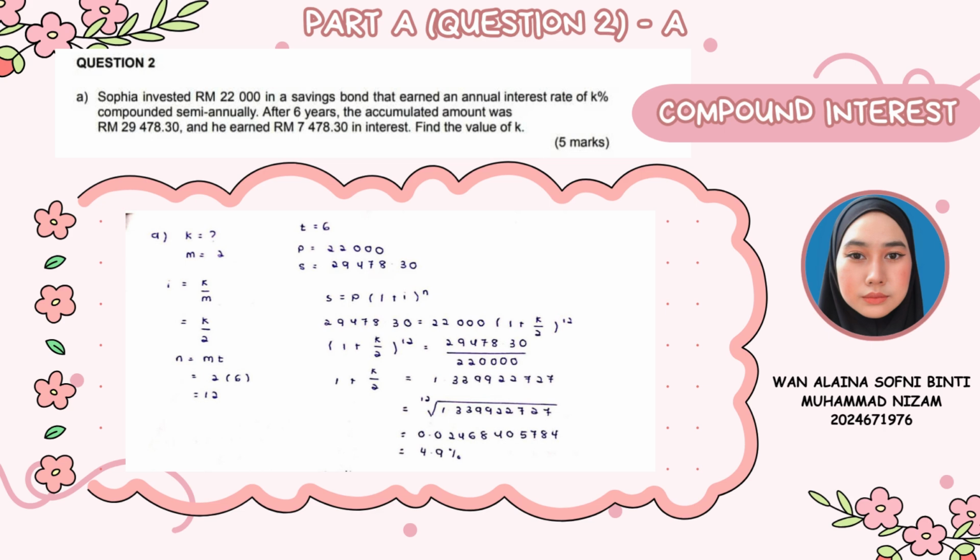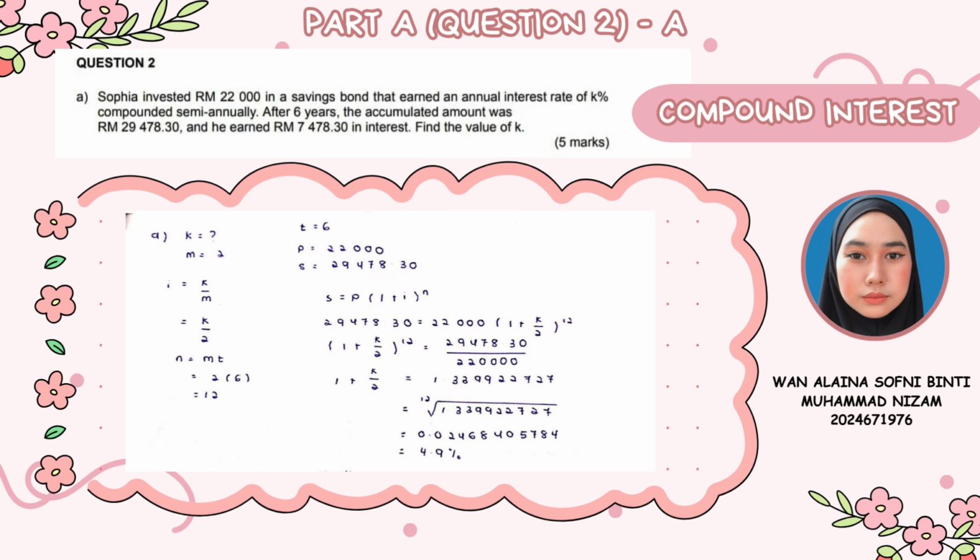So, first of all, we need to identify the values of I and N. In this question, it mentioned compounded semi-annually. It means M equals 2, the value of I is K per 2, and the value of N is 12, because the question already told us the time is 6 years. So N equals M multiplied by T, which is 2 multiplied by 6, and the answer is 12.